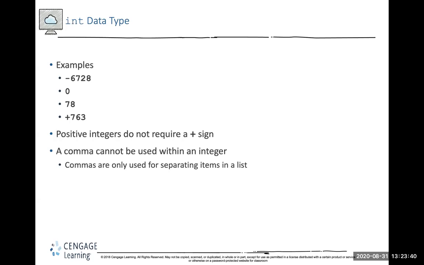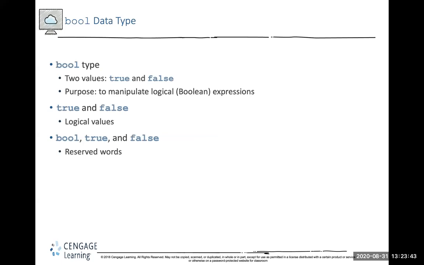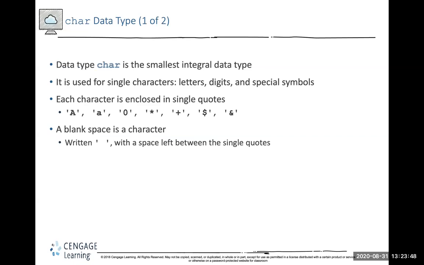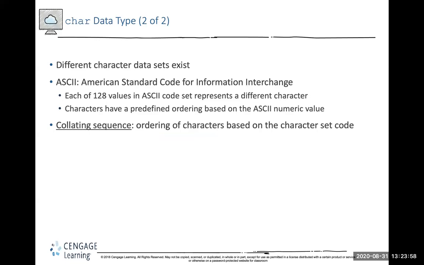So the int data type, we don't have to go through this. Boolean is a very simple type, true and false. Char is a single character. Well, when it comes to characters, there are different character sets. For example, ASCII has 128 code points, and each of them represents a different character. Some of the characters are not displayable.